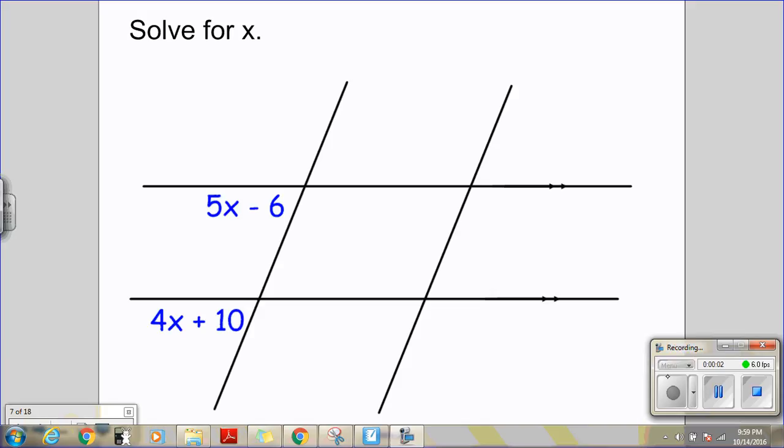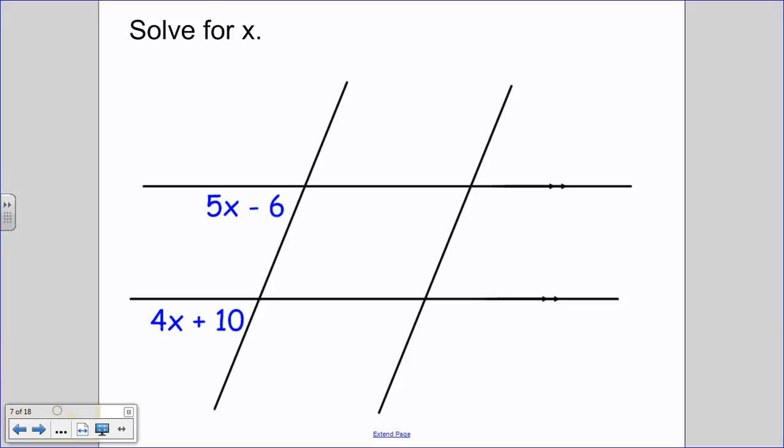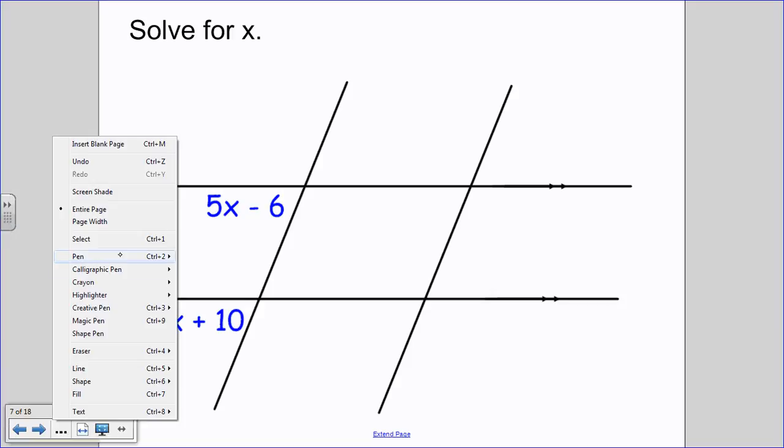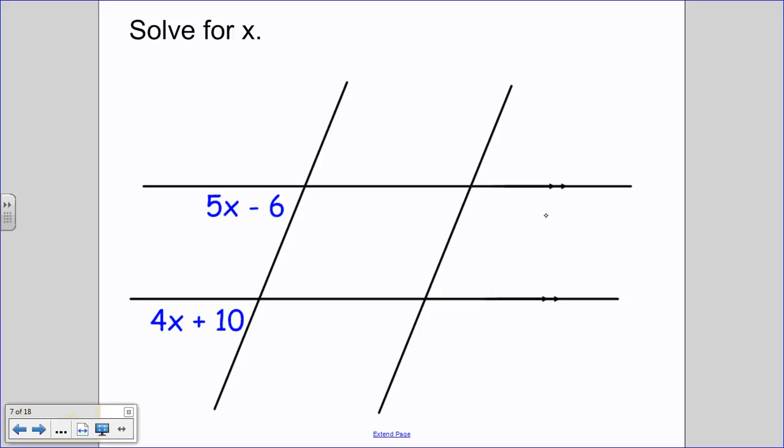All right, let's continue with the DCA review. This next problem shows a pair of parallel lines. Again, I know they're parallel because of those extra set of arrows you see over here. And we have this angle in this corner and this angle in this corner. Those two angles are on the same side, same position, so they're corresponding. And we know that if the lines are parallel, corresponding angles are congruent.